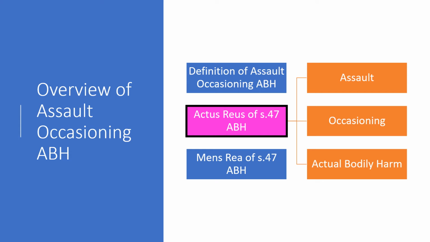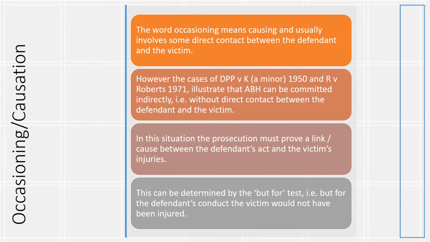The second element then is occasioning. Now, occasioning is an underpinning element for all crimes, and what this means basically is causation. So did the assault or battery cause actual bodily harm? Now the word occasioning just means causing, and usually involves some direct contact, of course, between the defendant and the victim if there is a battery, but of course if it's an assault then it won't do.